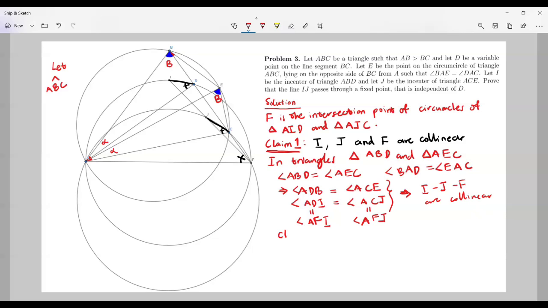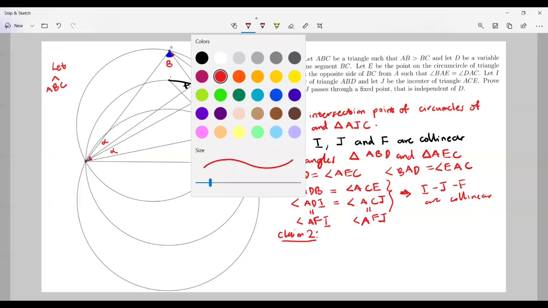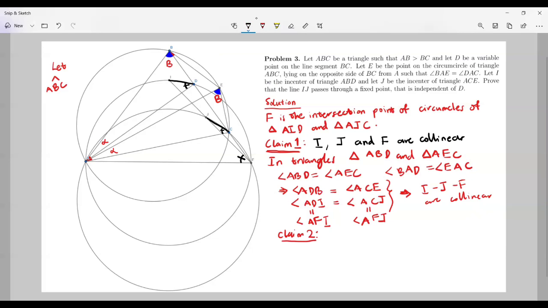Now the second claim, claim 2, let me also write it in black. The second claim: now we don't really know that B, D, C, F are collinear, so the second claim is D, C, and F are collinear. Okay, so how do we do this? We use a similar fashion. So let's draw the angle bisector.